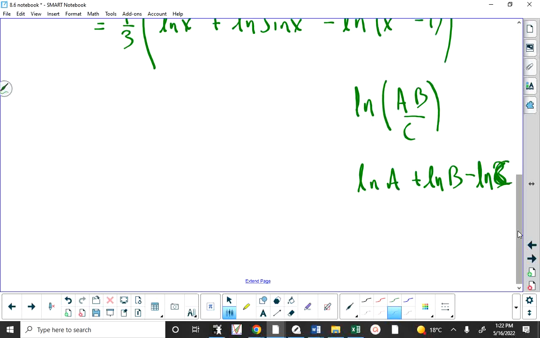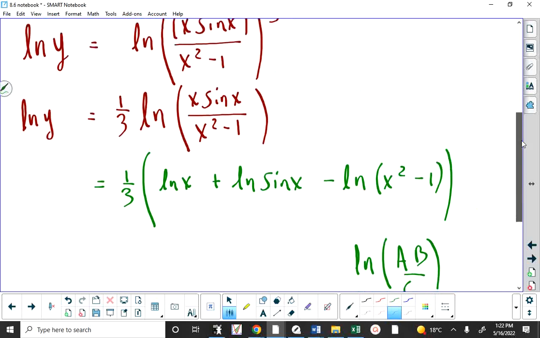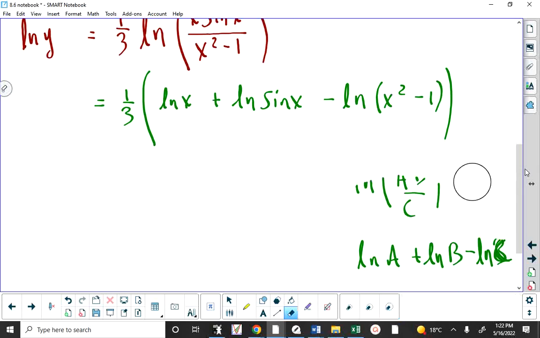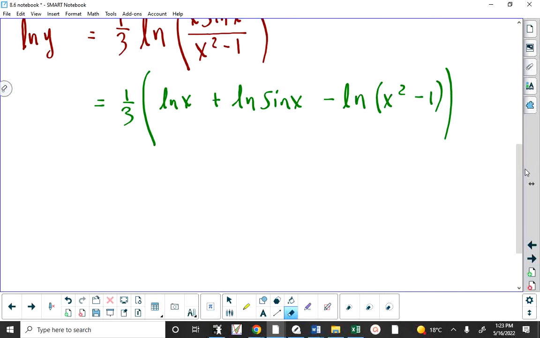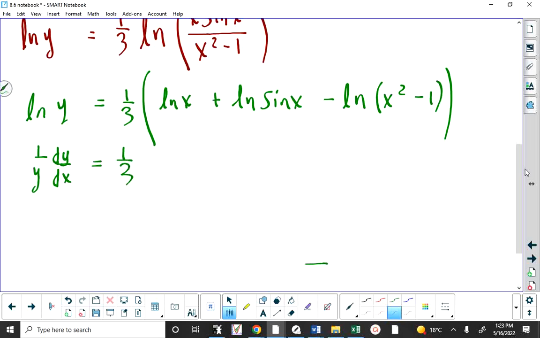Right? That's what we're talking about here. And what textbooks and profs and teachers traditionally do then is they, and you're not writing this down again, go 1 over y dy dx equals, and then they invoke the constant multiple rule for derivatives, which is that the derivative of that constant of 1/3 times that big function is 1/3 times the derivative of all of those. And as a result, you get that 1/3 kind of just tagging along everywhere.